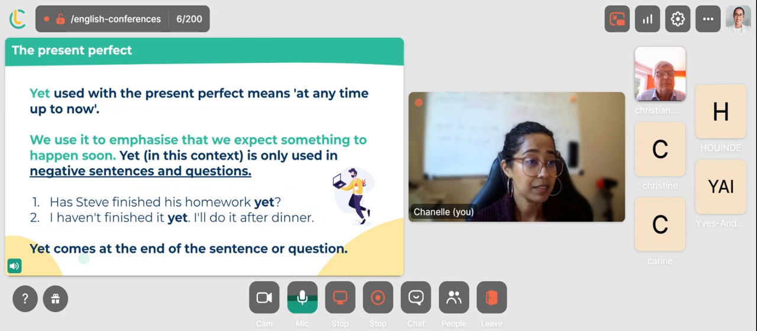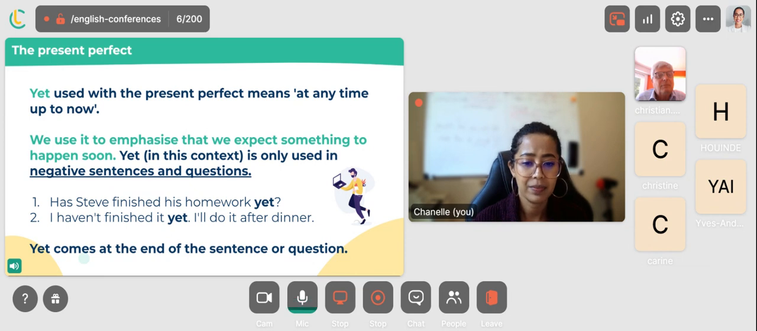The present perfect. Yet, used with the present perfect, means at any time up to now. We use it to emphasize that we expect something to happen soon. Yet, in this context, is only used in negative sentences and questions.